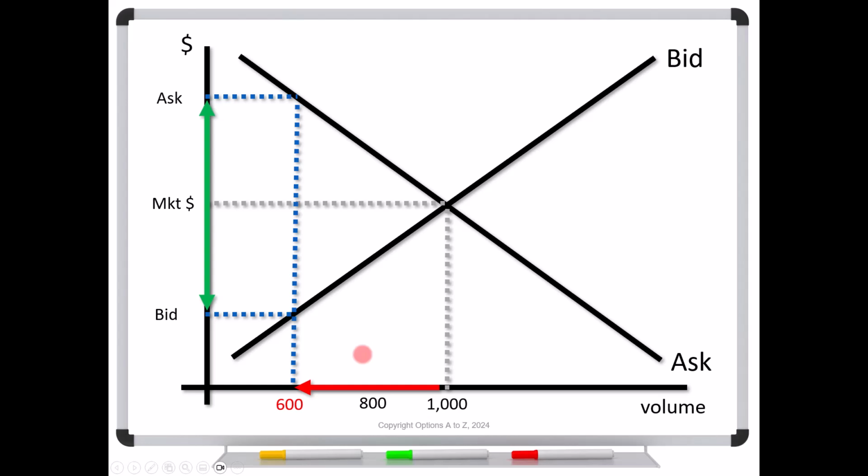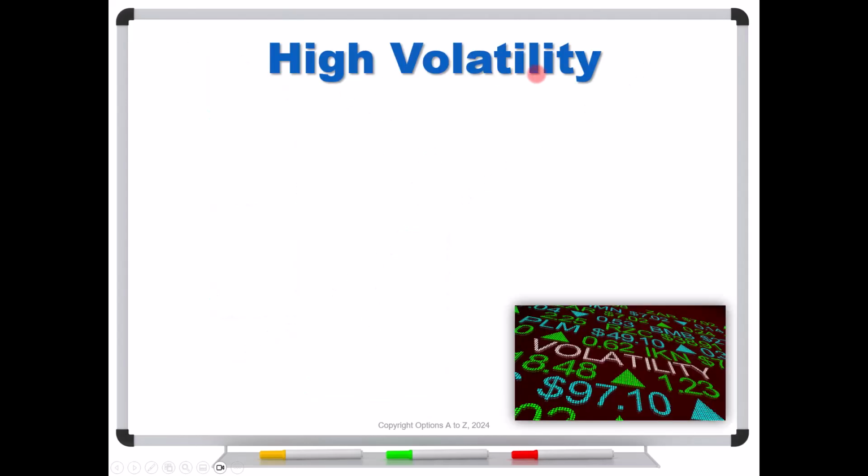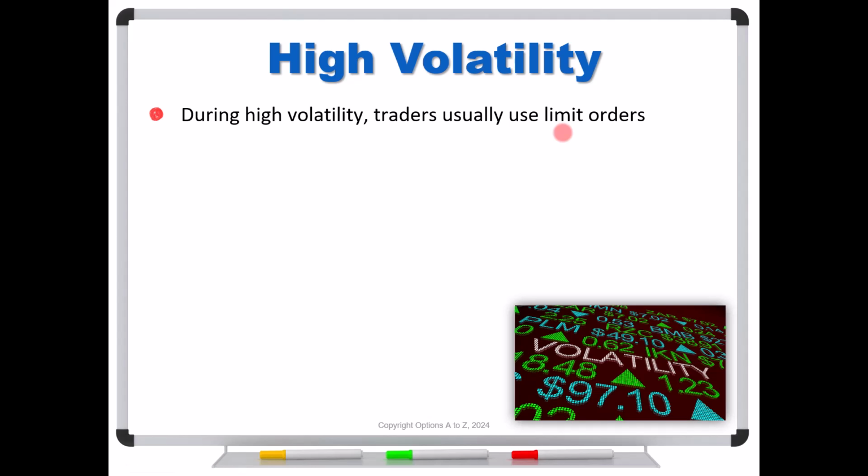All right, so that's the first reason that we see the wide bid-ask spread. The second one is high volatility. During high volatility, traders usually use limit orders. Now, I know there's a lot of traders that say, oh, you never use a market order, always use a limit order. Well, that's not really true. They're both tools. If limit orders were always better than market orders, they would just stop creating market orders. There's a reason for using a market order if you need speed of execution. If it absolutely positively has to get executed, and sometimes that's the case, your best choice is a market order.